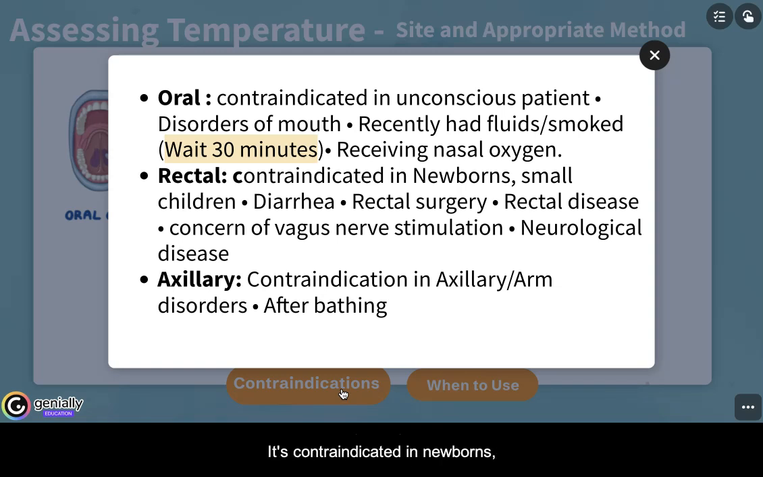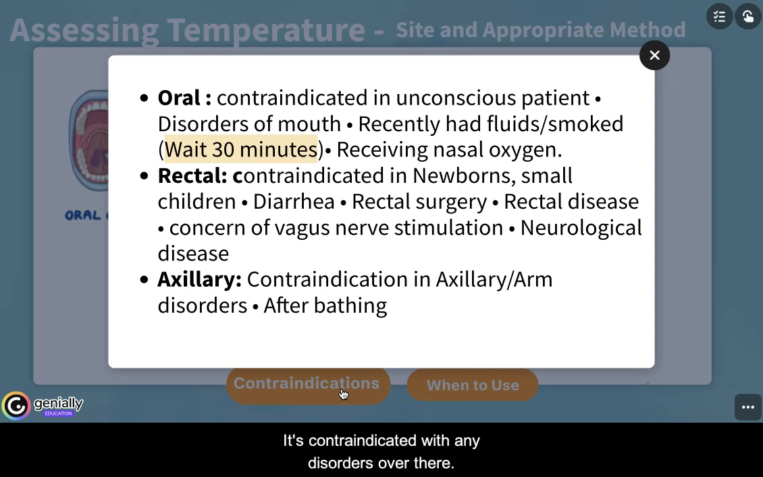Then you have rectal. It's contraindicated in newborns and small children. If the patient has diarrhea, had rectal surgery, or has rectal disease, please do not check the rectal temperature. Okay, that is just not right. If you have a concern of vagus nerve stimulation, like I said, there are a lot of nerves over there. If you're afraid that the patient might have a vasovagal response, do not use a rectal temperature. For example, patients who have cardiovascular disease or heart failure, we do not check rectal temperatures. Or any neurological disease.